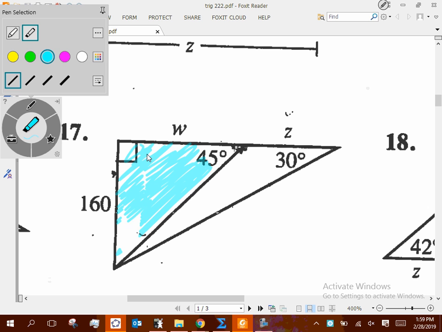Does everybody see that W is 160 because of that triangle? That's a special right triangle. We've been working on that for a while now, right? Could I still have said tangent of 45 is equal to 160 over W? Or I could have done tangent of 45 is equal to W over 160. Either way, it's going to work. That's great. 160, so now I do.